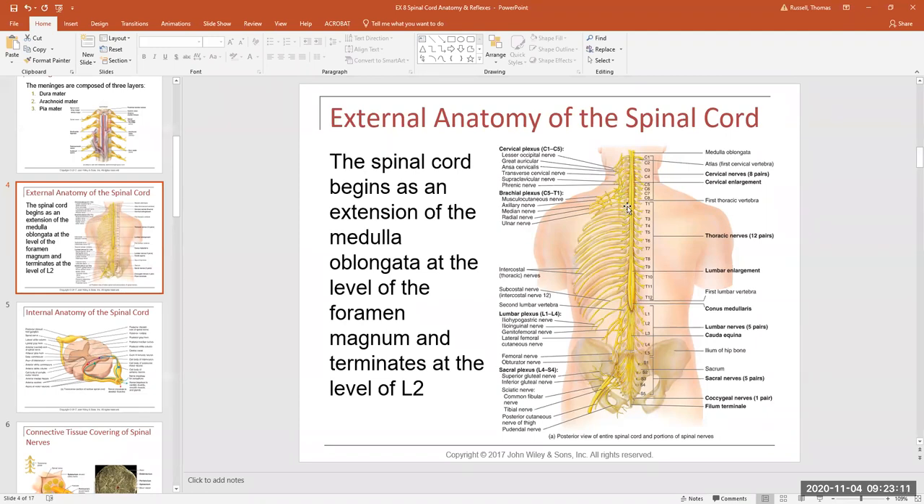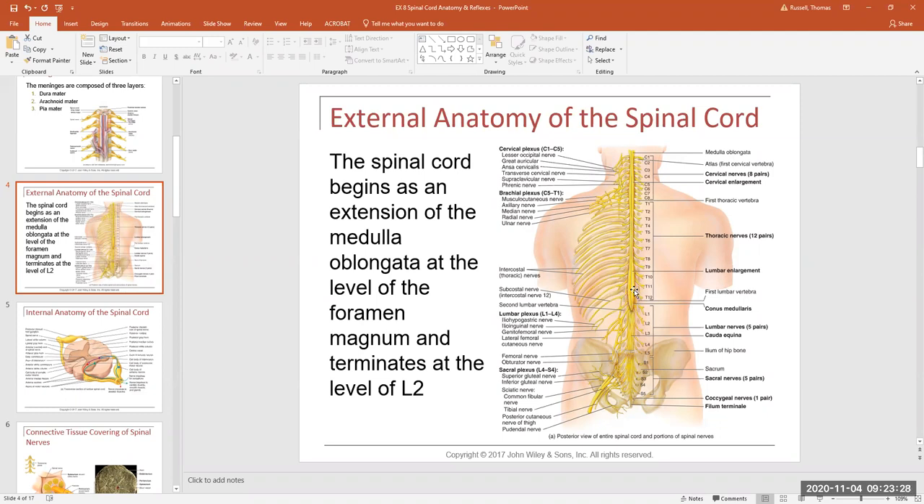In our neck, we have what's called a cervical enlargement. So the spinal cord has this enlargement up here, called the cervical enlargement, and it has an enlargement down here. Even though it's more up into the thoracic area, it's called the lumbar enlargement.